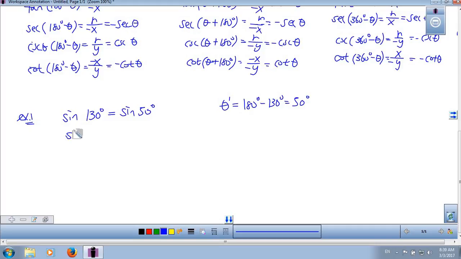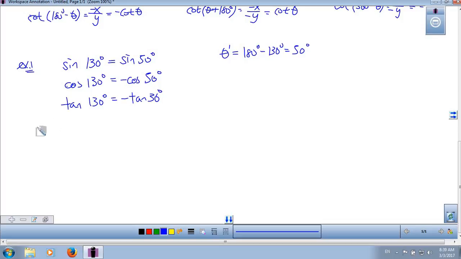Okay. And now, what about cosine of 130 degrees? Because cosine in the second quadrant is negative, it's going to be equal to negative cosine of 50 degrees. What about tangent? Tangent of 130 degrees. Now, tangent in the second quadrant is also negative, so it's going to be equal to negative tangent of 50 degrees. Okay, so does that sort of make sense? Let me show you another example here.